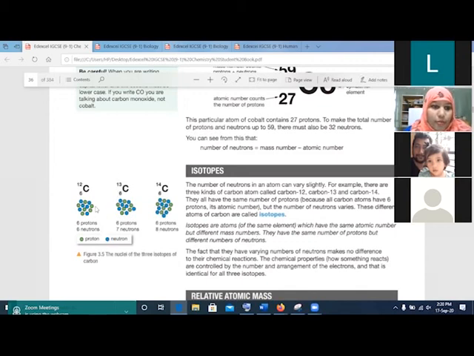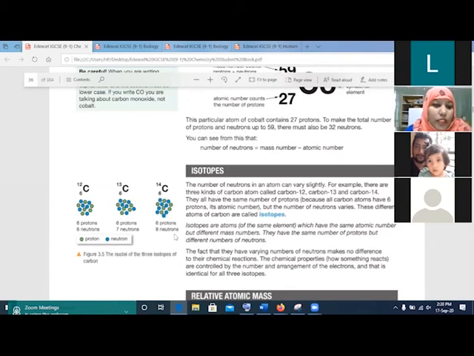The example of carbon is given here. These are the three isotopes of carbon. See, all have 6 protons. The atomic number is 6 for all, because if the atomic number changes, the element is going to change. But the mass number is different. The first one is carbon-12, the second one carbon-13, the third one is carbon-14. So what is changing? The mass number is changing, and as a result, the number of neutrons is also changing. In the first one, the number of neutrons was 6. In the second isotope, it's 7 neutrons. In the third isotope, it's 8 neutrons.